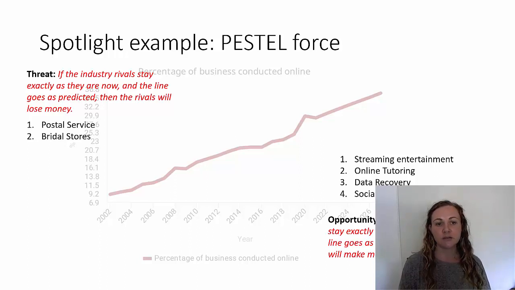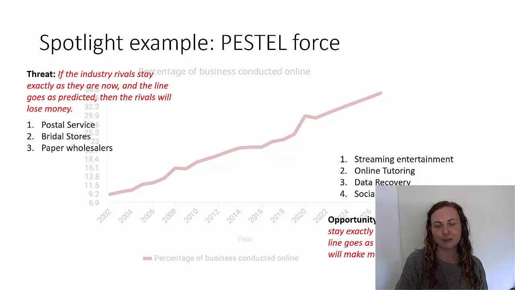And so if you're a bridal store and you're looking at this line, you are interpreting, if we all stay exactly as we are right now and that line continues to go up and to the right, then we're going to lose a lot of money. And so a lot of the rivals inside this industry will take steps to make sure that that doesn't happen to them, right? They'll take action in their strategy to make sure that they don't lose money. And which actions they take depends on a lot of other factors. But for right now, what's important to know is that this line represents a threat to them.